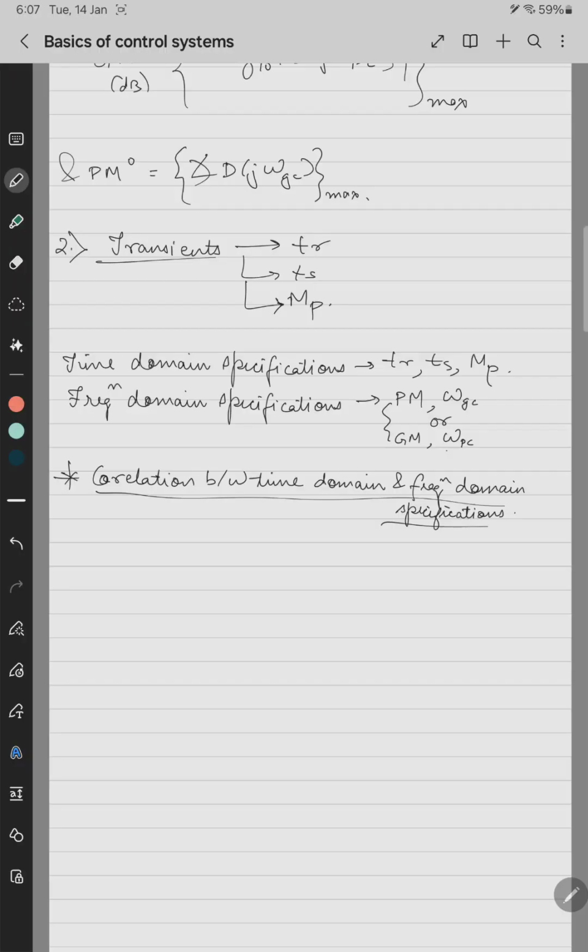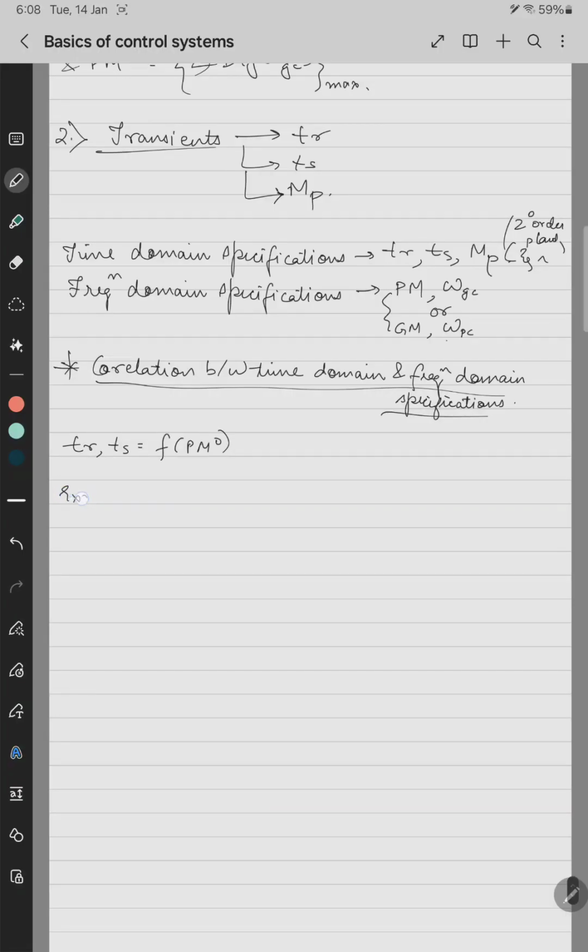Okay, so what we see is that rise time and settling time are a function of phase margin. But what the function is, how they vary, that we'll see. Also zeta, the damping factor, you can write for a second order plant. That depends.